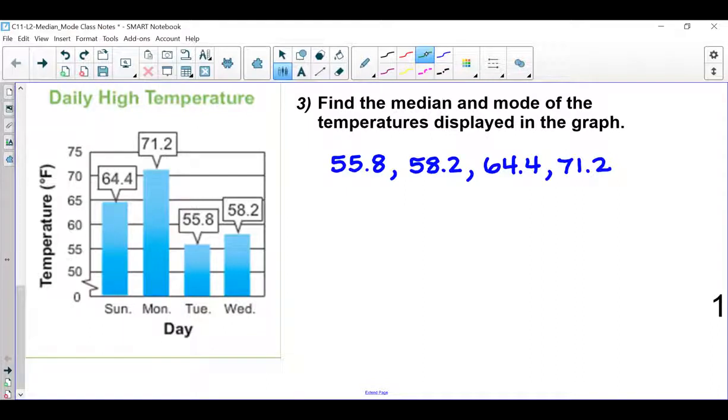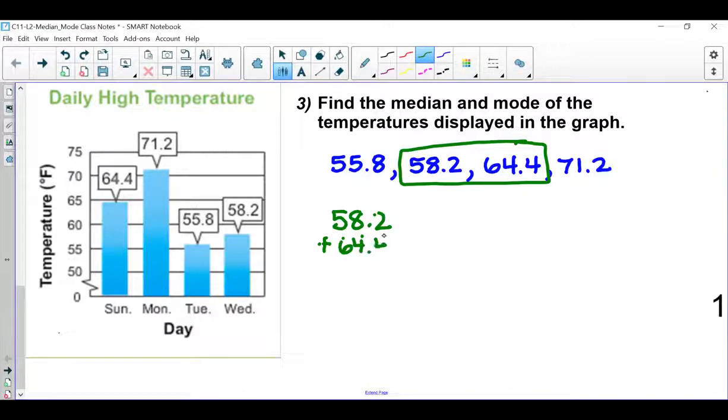It's not asking us to analyze or anything. So we're starting with our outer values, 55.8 and 71.2. We're hopping in. I have two middle numbers. Okay, so I showed you how to do that. Over here we have 58.2 plus 64.4. We'll add those up.